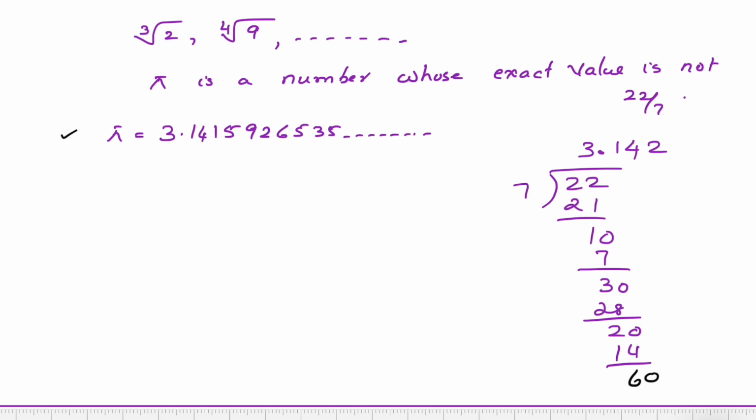In the decimal part, the first two decimals, 1 4, are similar to pi. Hence, for calculation purposes, we take pi equal to 22 by 7. But actually pi is an irrational number, and 22 by 7 is a rational number.